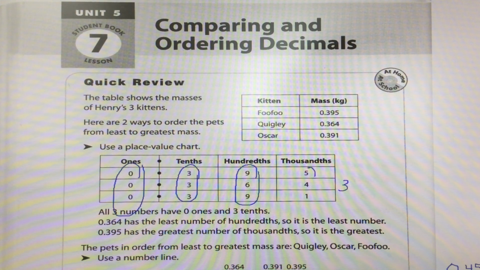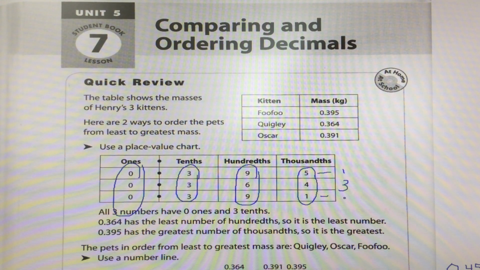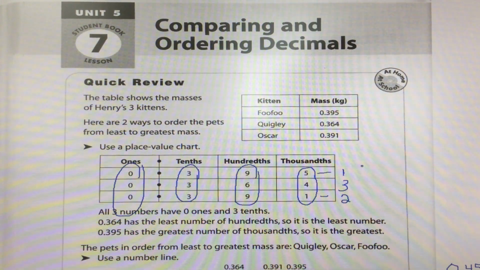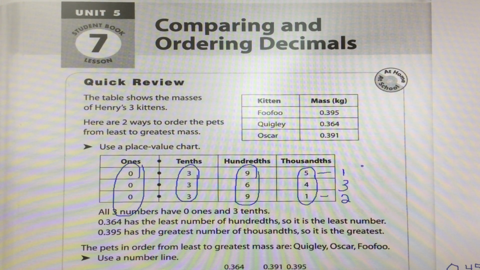Then we have to come over to the thousandths column, and all we're looking at is that number and that number, and we know that 5 is greater than 1, so that one would be the heaviest, that one would be second, and then Quigley would be third. So to go from the greatest to the least would be Foo, then Oscar, and then Quigley.